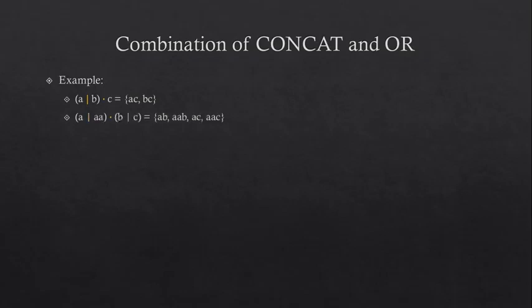In this example, we have A or AA concatenated with B or C. So if we take A from here and B from here, we get AB. If we take A from here, C from here, we get AC. If we take AA from here and B from here, we get AAB. If we take AA from here and C from here, we get AAC.